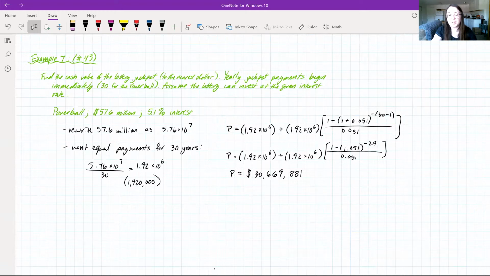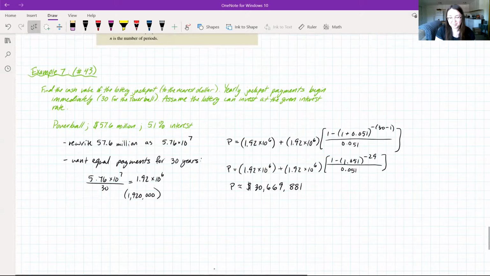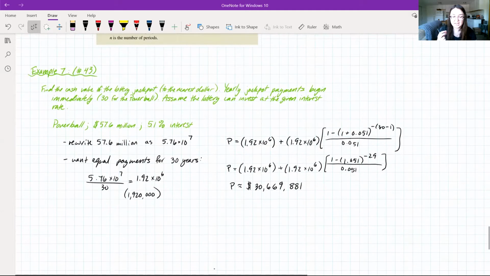So when you have the option of taking the immediate face value or the cash value of the lottery versus an installment for 30 years, in this case for the Powerball, taking the installments over 30 years would definitely be in your best interest. Because if you take the cash value of it, it would end up being $30,669,881. So you see that's about $27 million less.